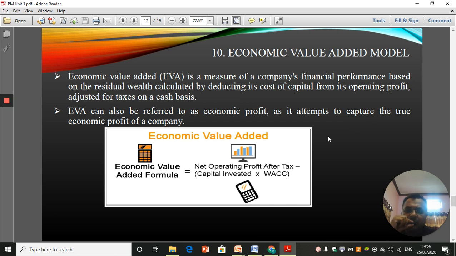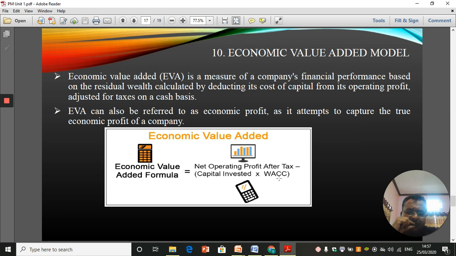Let us go for another method, that is the economic value added model. We have already discussed it. Economic value added is the measure of a company's financial performance based on residual wealth, calculated by deducting its cost of capital from its operating profit, adjusted for taxes on a cash basis. So it is not PAT, it is net operating profit after tax. How is net operating profit calculated? It is EBIT minus taxes.